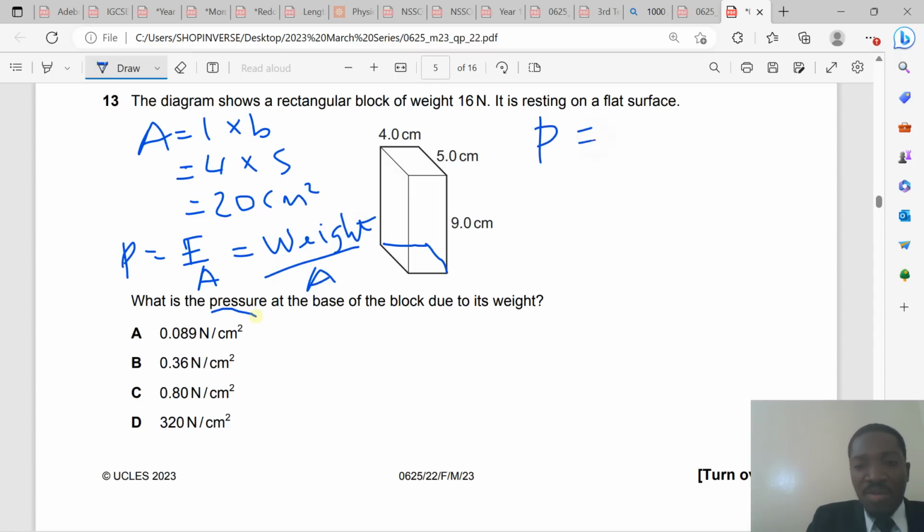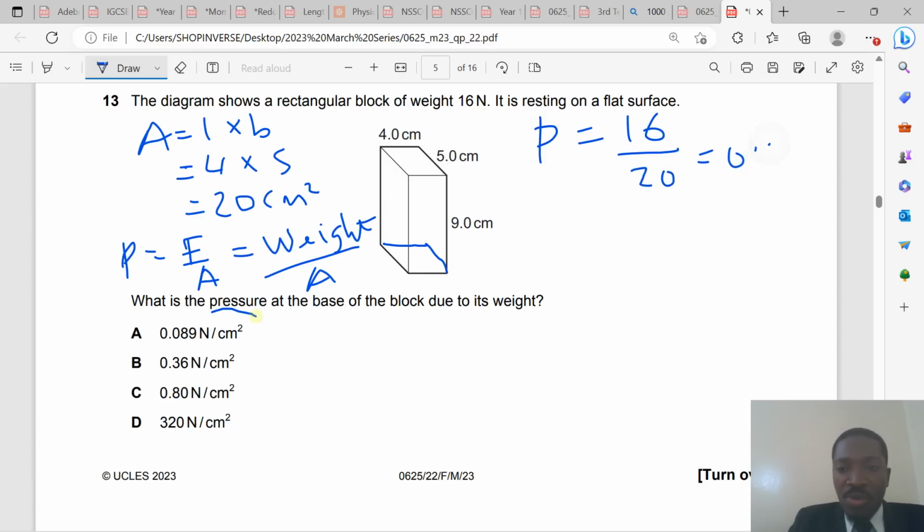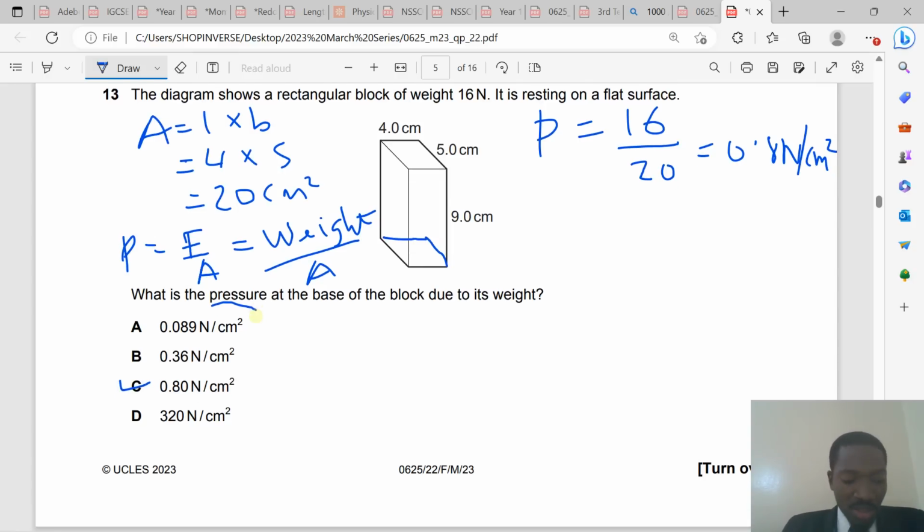Now let us solve. Pressure is force over area. The force is the weight, okay, and the area is what? The area is 20 cm squared. So 16 divided by 20 will give us 0.8 Newton per centimeter squared. That makes option C the correct answer to question 13.